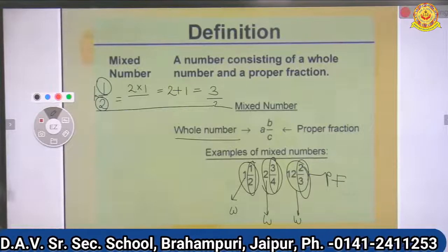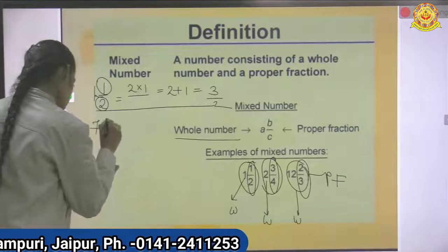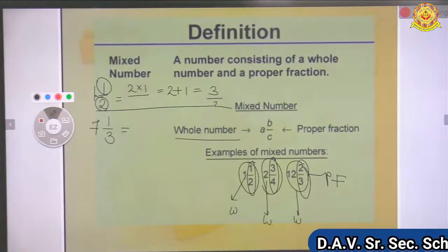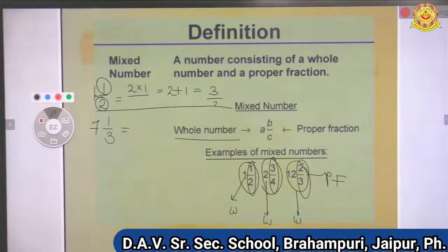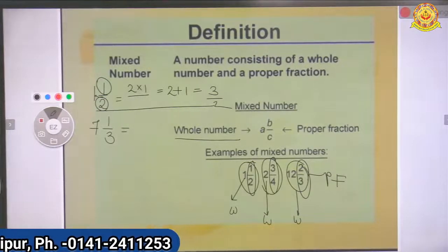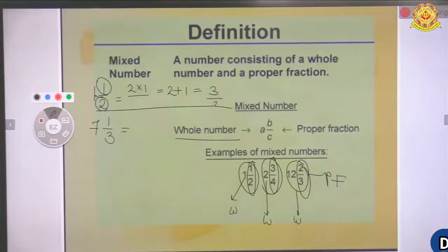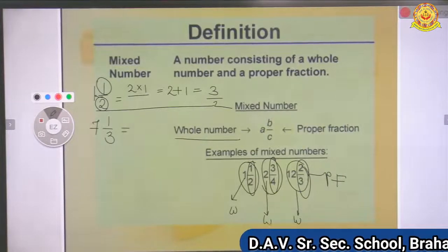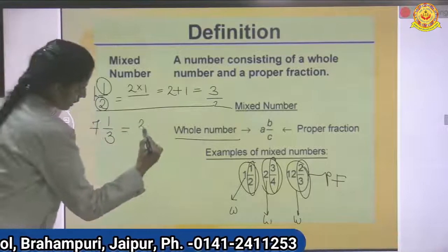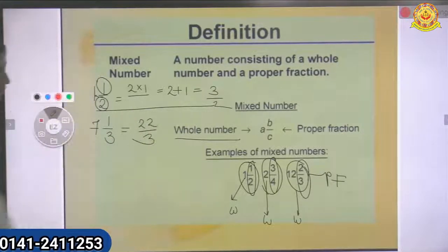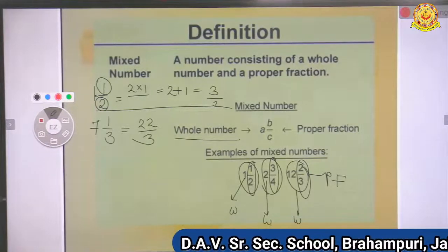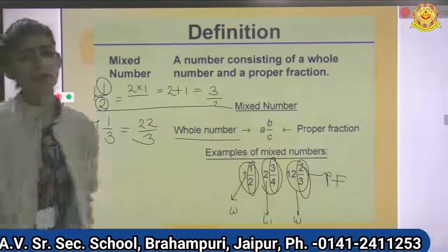Now the question is from you. What will be the improper fraction of this? Jadeep? 23 upon 3. Nitin? 22 upon 3. 3 multiplied by 7, 21. 21 plus 1, 22 upon 3. Okay? Clear, everyone? This is what I have told you to convert a mixed fraction into an improper fraction.